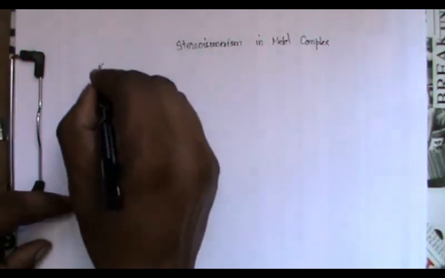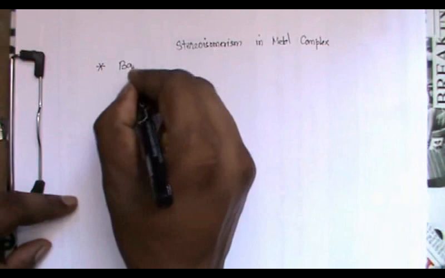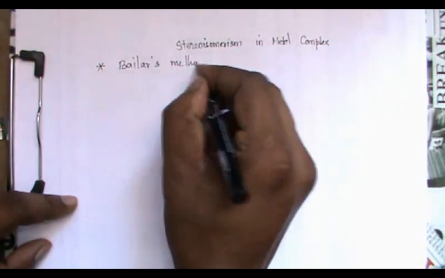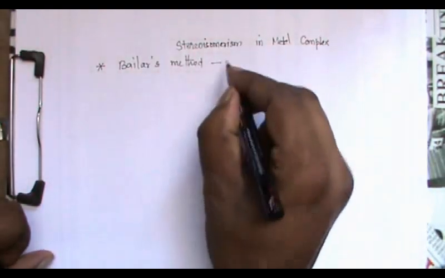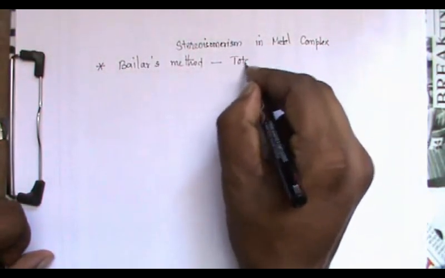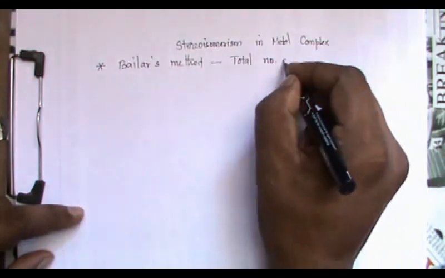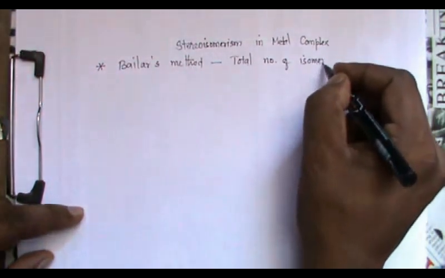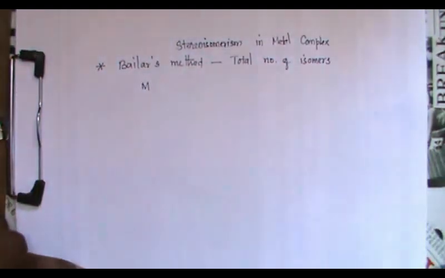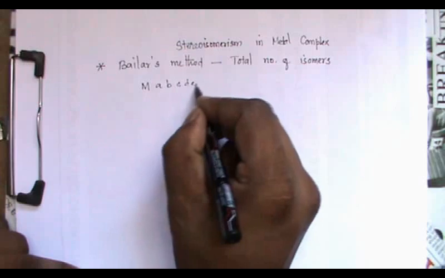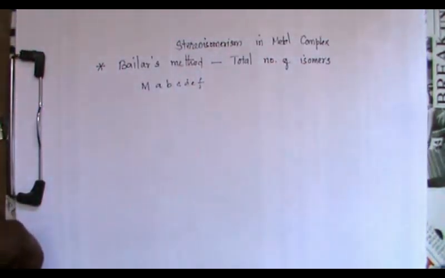First we are going to discuss Bailar's method. Using this, we are going to predict the total number of possible stereoisomers. Let us consider a metal complex like this. Metal with 6 different ligands. What will be the total number of stereoisomers in this case?